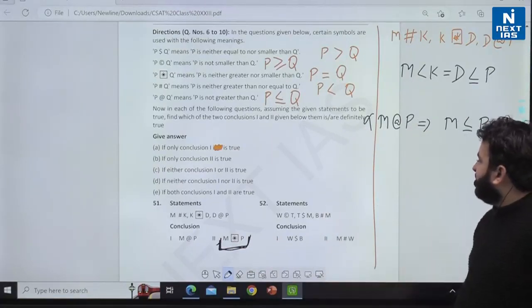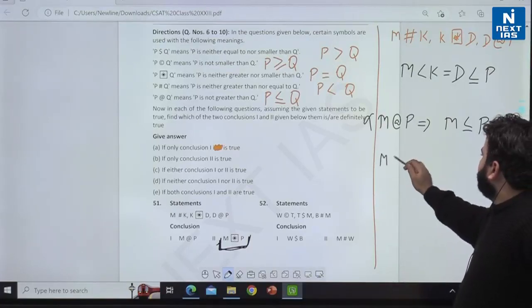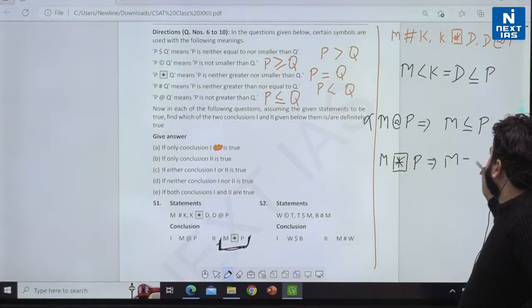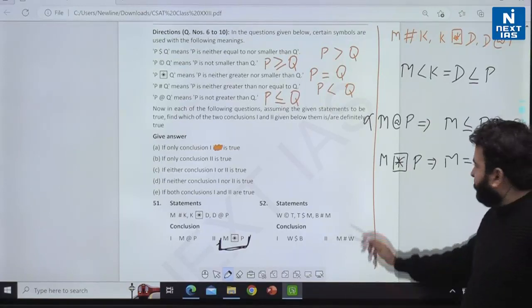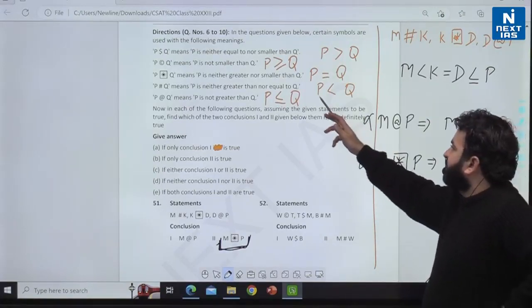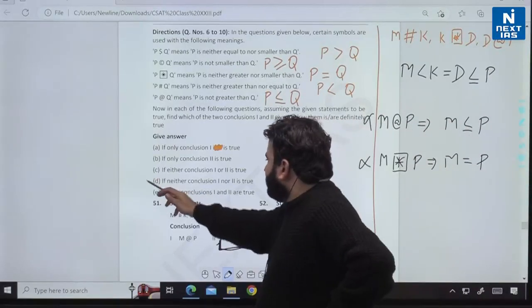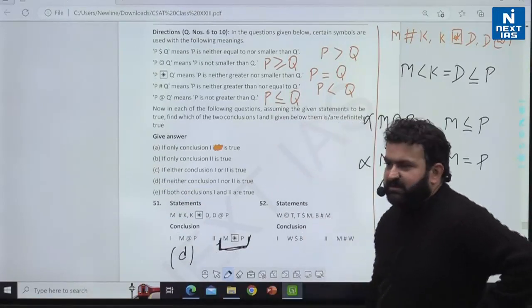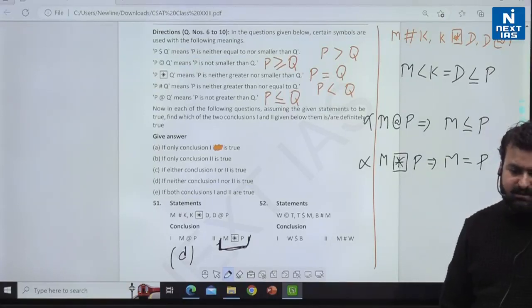M asterisk sign P means what? M is equal to P. So all of you, M is equal to P, is this correct? No, we know M is less than P. So first as well as second both are wrong. So what will be the answer? Option D, if neither conclusion first nor second is true. Is it clear to all?